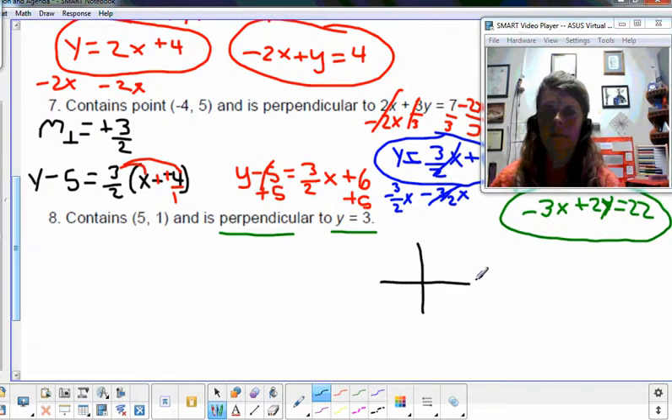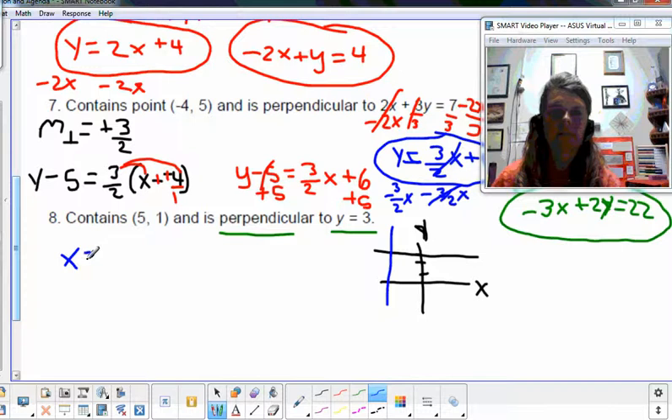Okay, here's my x and y axis. We go to where y is 3. 1, 2, 3. It's a horizontal line right here. Well, a perpendicular line would have to be vertical. A vertical line has the form x equals, and x equals, guess what? Right there, 5. X equals 5. And you're done.